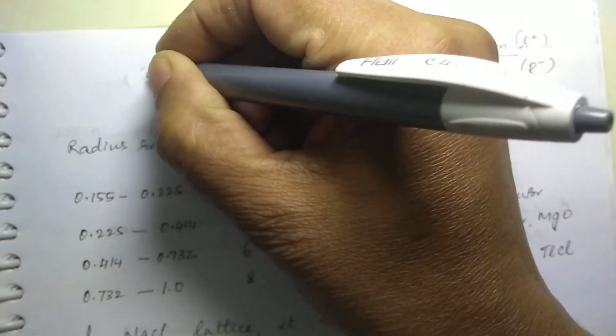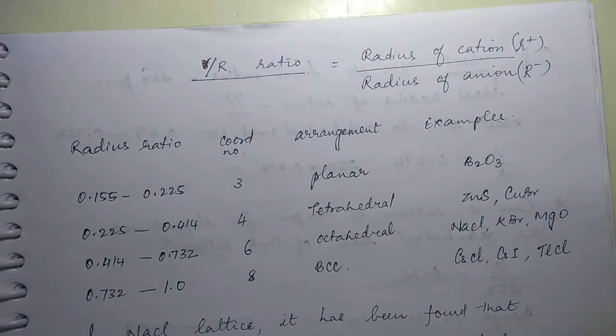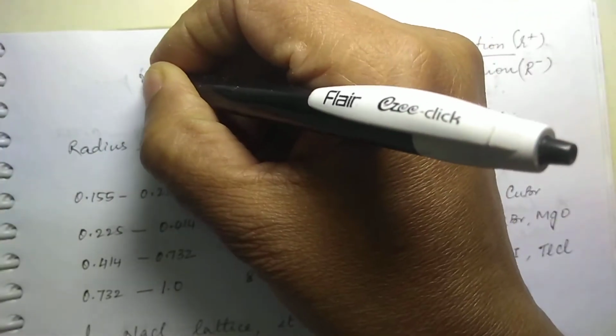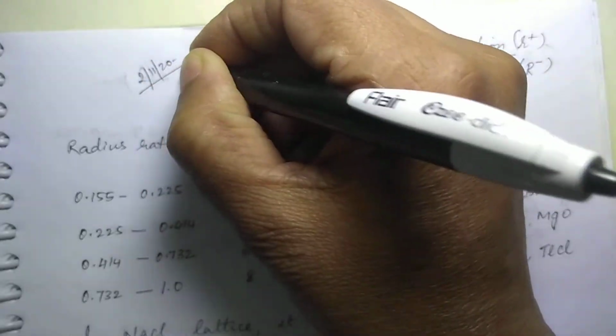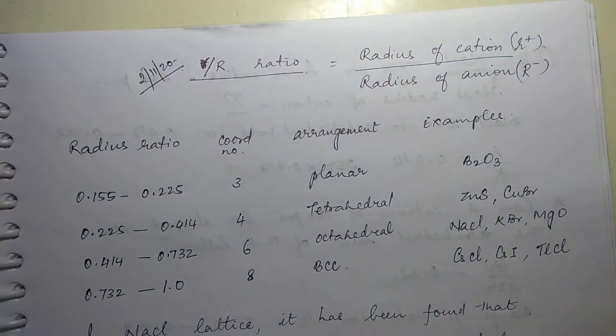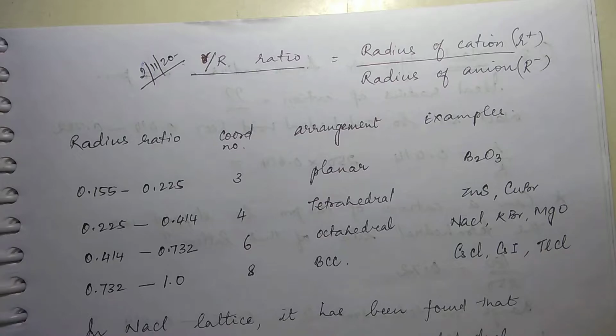So, today we will see radius ratio. Now, what is radius ratio? Radius ratio is applicable for compounds whose structures we are studying, like in the case of NaCl or KCl or KF. Now, what is this radius ratio? It is radius of cation upon radius of anion, that is r plus upon R minus.